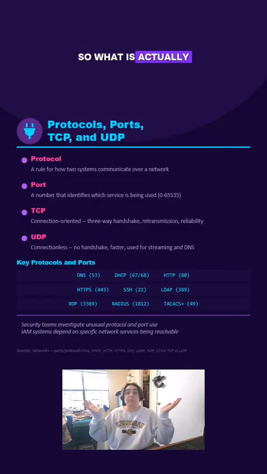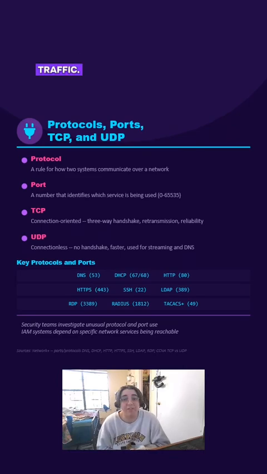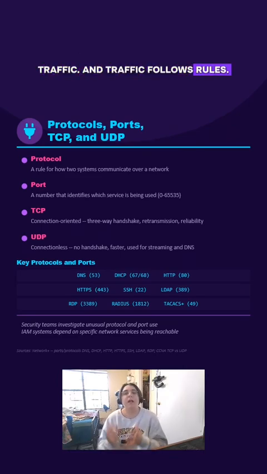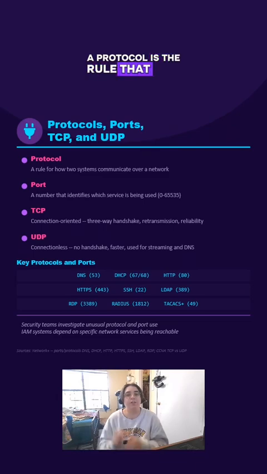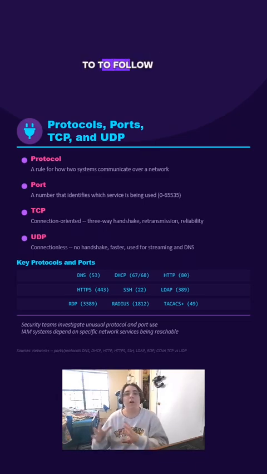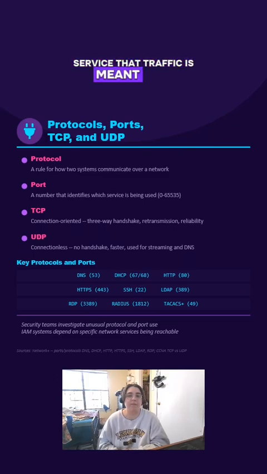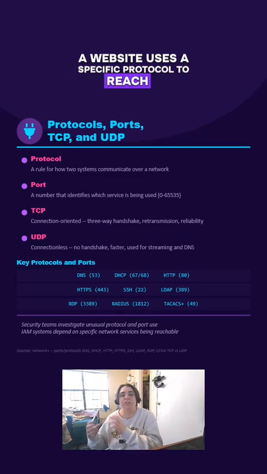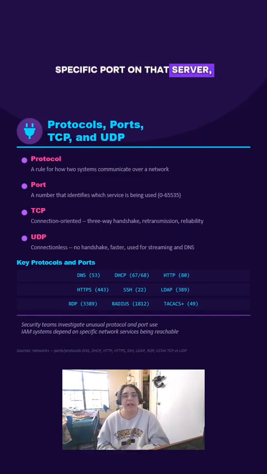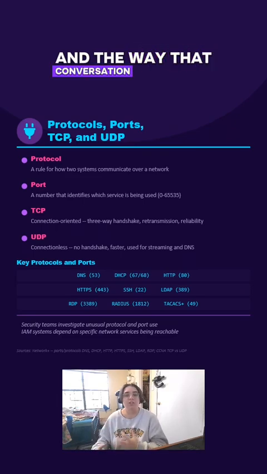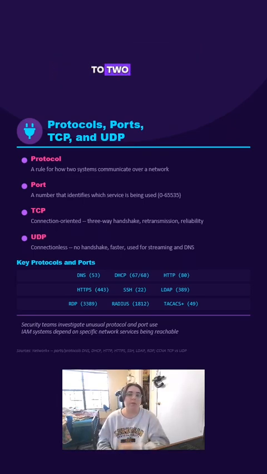So, what is actually moving through those layers? Traffic. And traffic follows rules. A protocol is the rule that two systems agree to follow when they communicate. A port is the number that tells them which service that traffic is meant for. When your computer loads a website, it uses a specific protocol to reach a specific port on that server. And the way that conversation gets delivered comes down to two options, TCP and UDP.